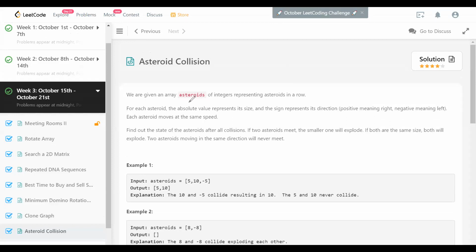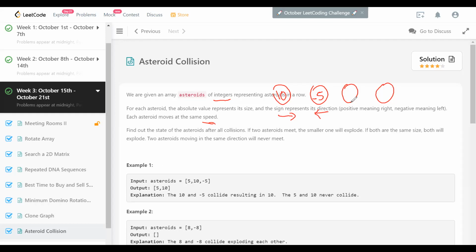So we have an array of asteroids in the form of integers, and they are in a row. That means they are placed next to each other like this. For each asteroid, the absolute value represents its size. Say 10 is bigger than 5, and it could be minus 5. The sign of the number represents the direction. Positive means it is going to the right side, and negative means it is going to the left side. And all the asteroids move at the same speed.